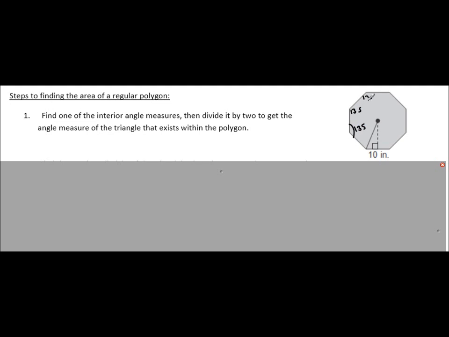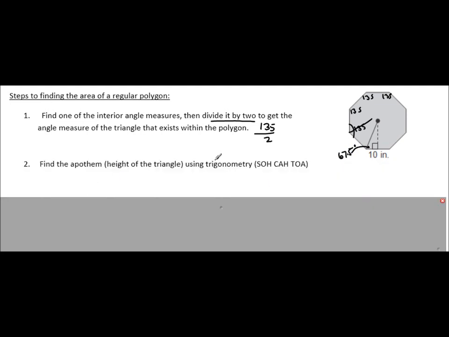Now if you have an apothem and then you have another segment down here, that segment is going to create an isosceles triangle. It's also going to cut the angle directly in half. So we need to figure out what this angle here is. So we're going to divide 135 by 2 to get this angle measure here. So right here is equivalent to 67.5 degrees. Now the reason we did this was so that we can find the height or the apothem of the polygon.